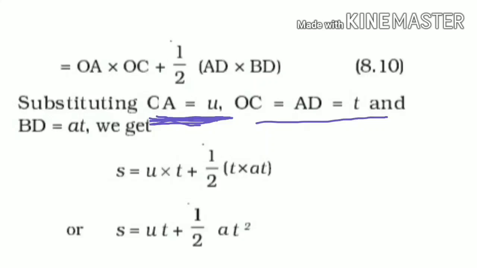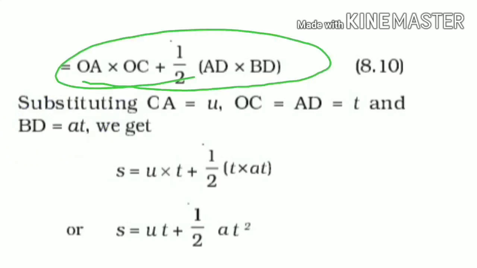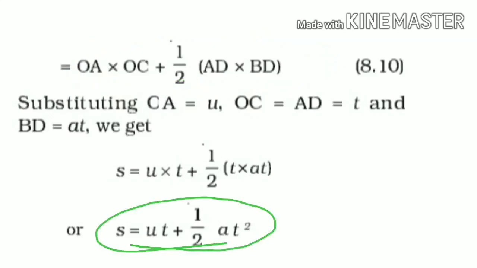From the graph we have concluded that OA is equal to U, OC is equal to AD is equal to T. And we have concluded BD is equal to AT from the first equation of motion. Now simply substitute all the values in the above equation. We will get our result. So the result is S is equal to UT plus half AT square. This is the position time relationship.